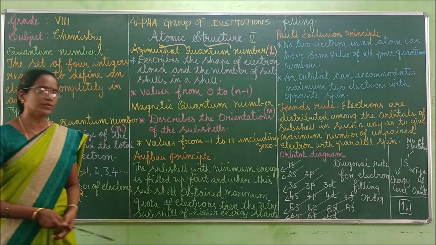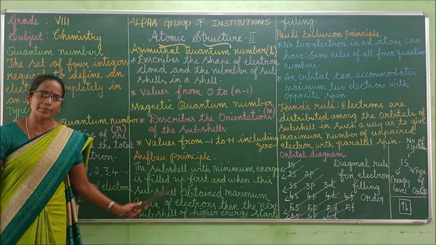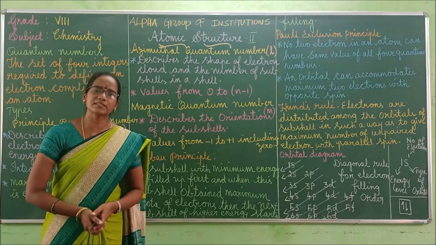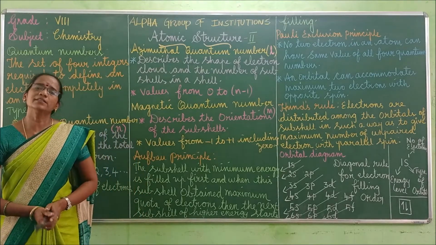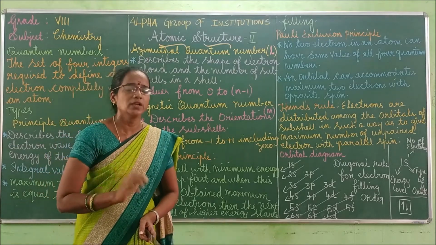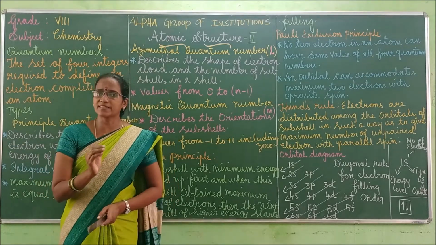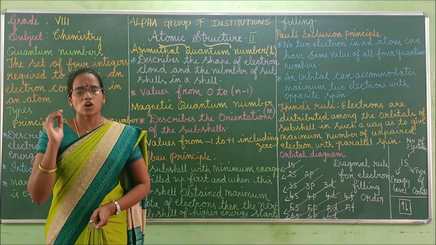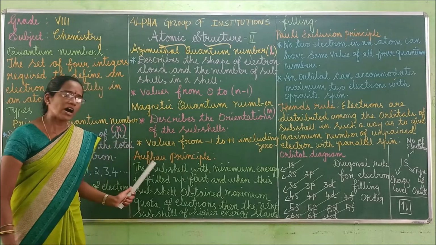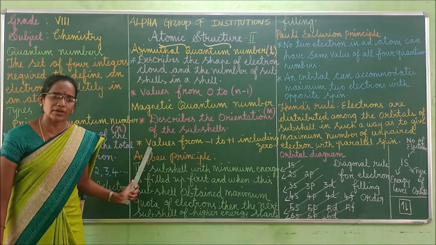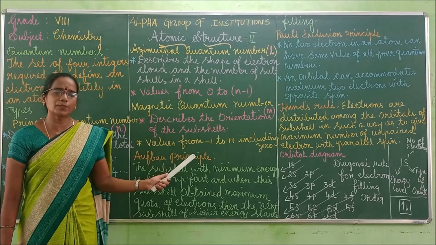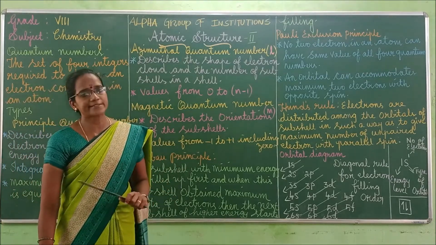So the Aufbau principle states the subshell with minimum energy is filled up first, and when the subshell obtains maximum number of electrons, then the next subshell with higher energy starts filling. Each electron occupies the lowest energy orbital. Aufbau is a German word meaning to build up or construction. This principle was formulated by Niels Bohr.